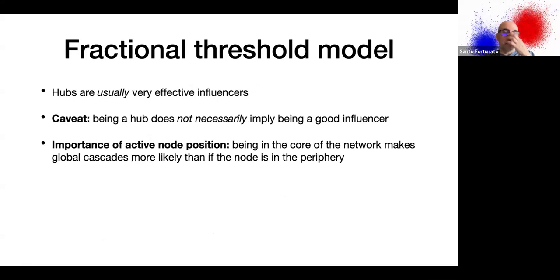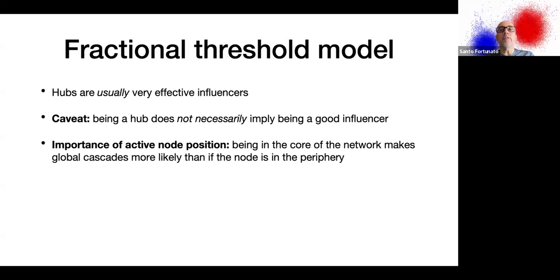This is one of the big questions, also around this issue of influence maximization. Hubs are usually, as you can expect, very effective influencers, right? They have many contacts, and therefore they can exert their influence on a larger number of people. But being a hub does not necessarily imply being a good influencer. You can also manage to do a good job depending on the position of the node.